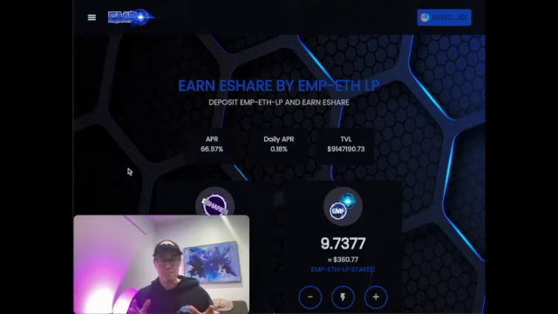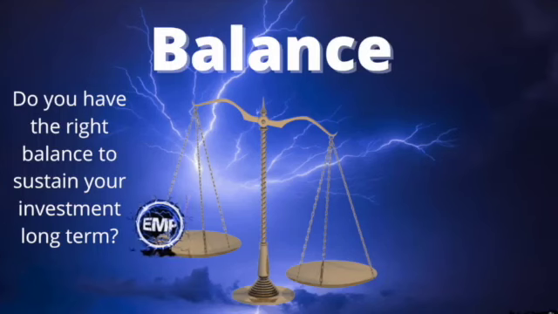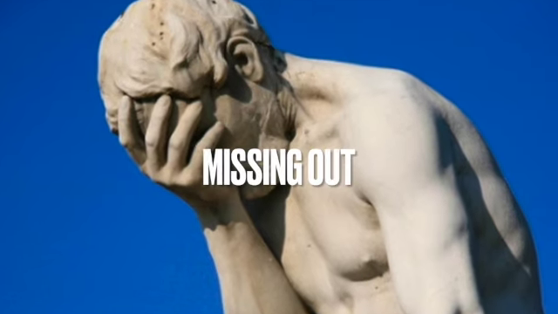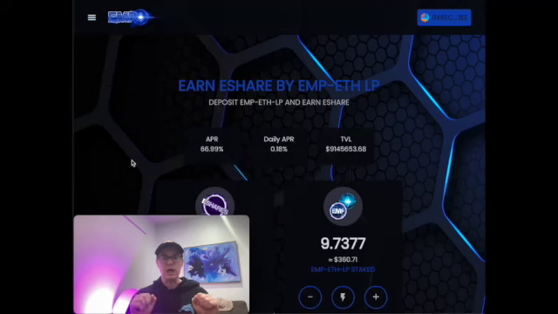So the EMP protocol is designed essentially to operate as an infinite money loop. And in order to take advantage of that infinite money loop, you need to be well balanced across the protocol. And if you're not, you're missing out on that opportunity. So if you're interested in understanding what some of the vulnerabilities are of not being quite balanced in EMP, then this is probably the video for you.